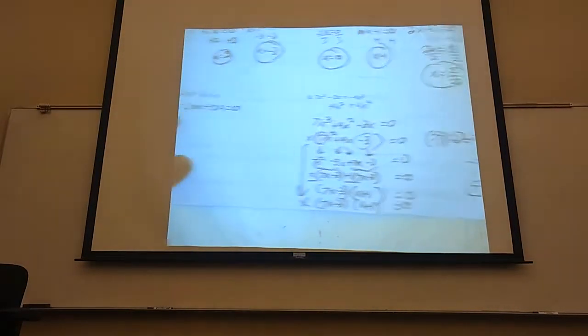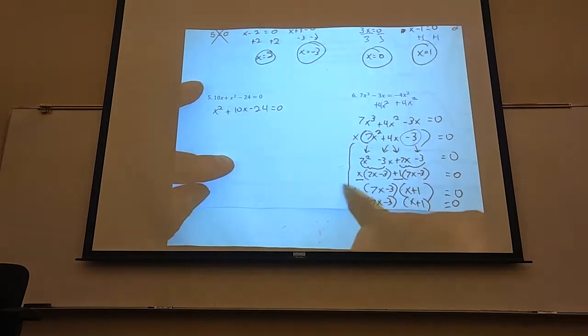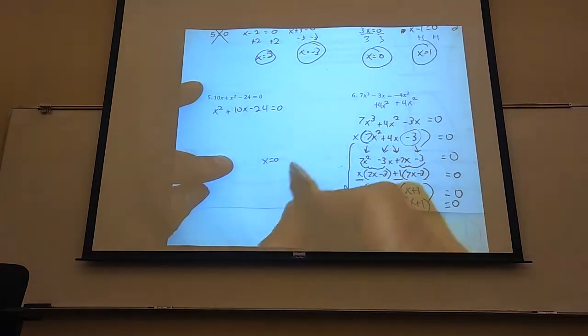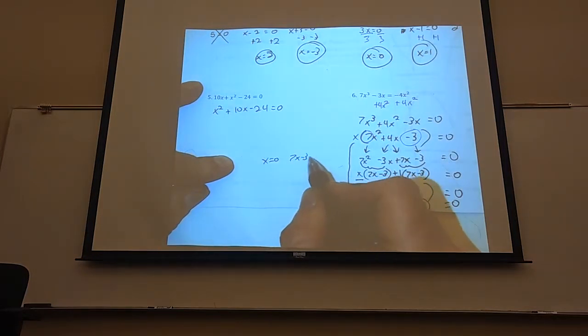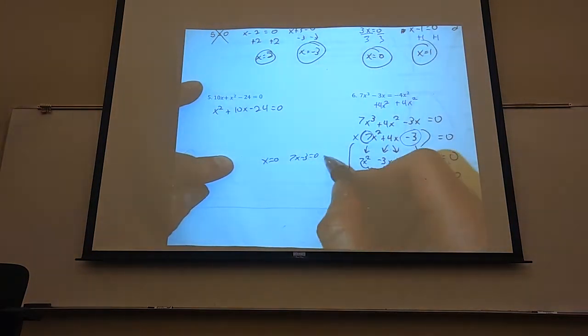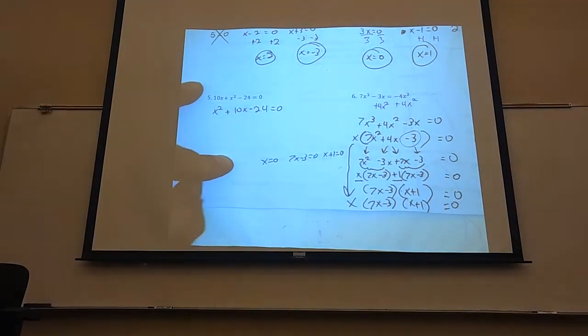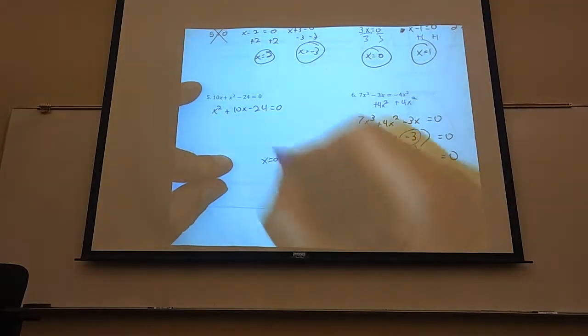I don't have a lot of room. I can just do it off to the side, I guess. Set x equal to 0. 7x minus 3 equal to 0. And x plus 1 equals 0. So that's solved.